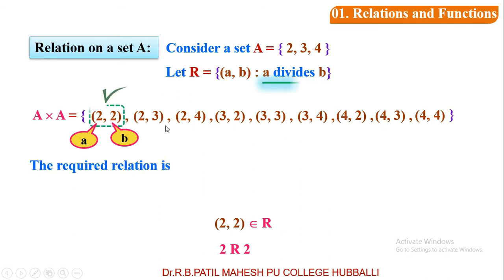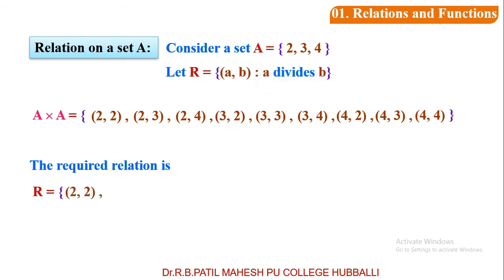Then you can write the required relation as R equals, first ordered pair satisfies, write that (2,2) in R. Then go for the second ordered pair (2,3). Here 2 is a and 3 is b. So a divides b is my relation. Does 2 divide 3? No. Then if it is not satisfied, don't write (2,3) in the relation R. Then check the next ordered pair (2,4). a is 2, b is 4. a divides b is the relation.